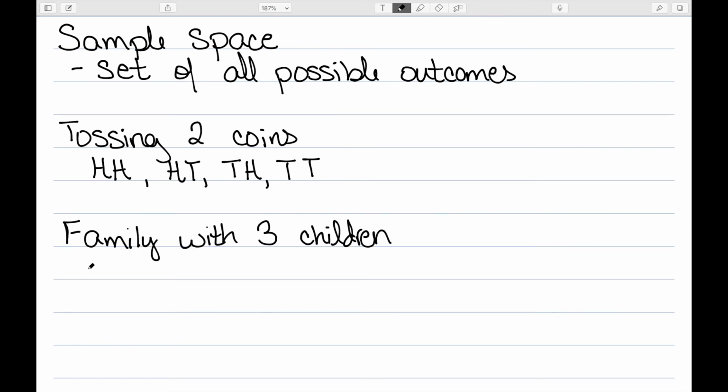Let's do another one. This time we'll look at the sample space for a family with 3 children. They could have all 3 girls. They could have 2 girls where the youngest is a boy. It could be only the middle child is a boy, or just the oldest is a boy.